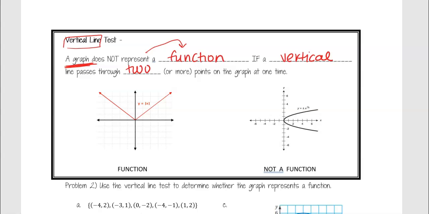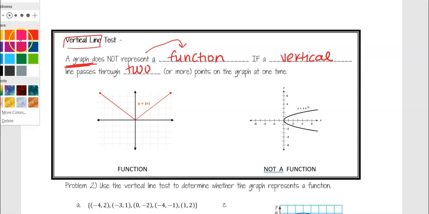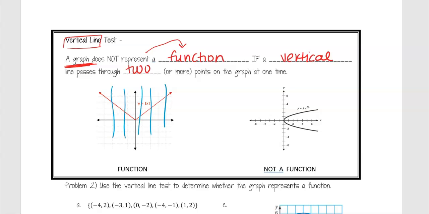So let's check this out. I don't know, can I get a different color here? Yeah. If I draw vertical lines, here's my red graph. If it intersects exactly one time, like this intersects one time, one time, one time, one time, one time, it's a function. If I draw vertical lines here, intersecting twice, intersecting twice, intersecting twice, not a function.